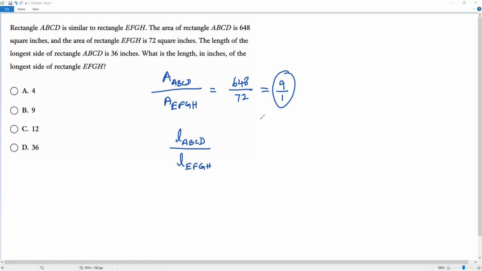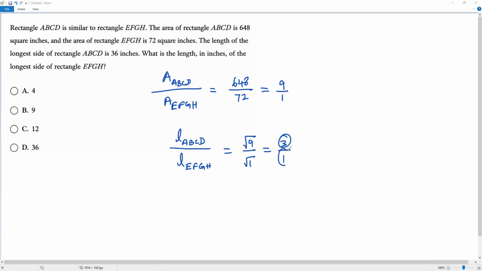To convert these square units to linear units, we have to take square root of this 9 and square root of this 1. Then we get square root of 9 over square root of 1. That is equal to square root of 9 is 3 and square root of 1 is 1. Here I got the ratio of the lengths of the longer sides of the two rectangles.